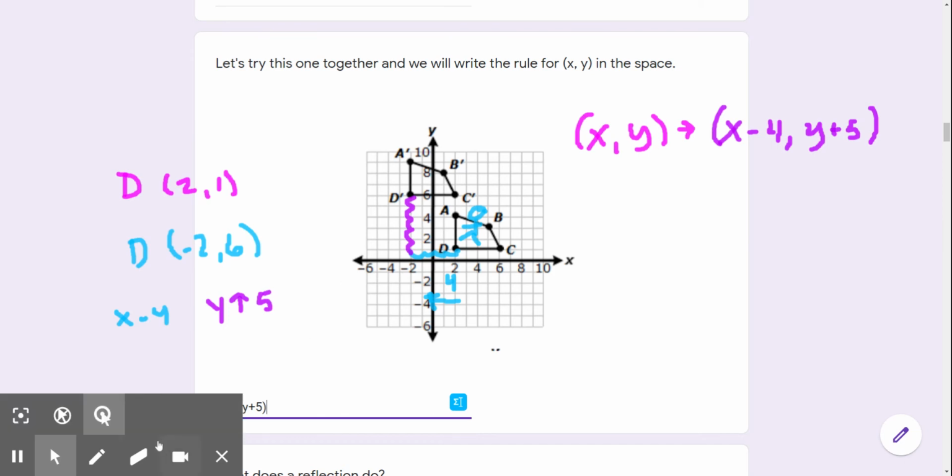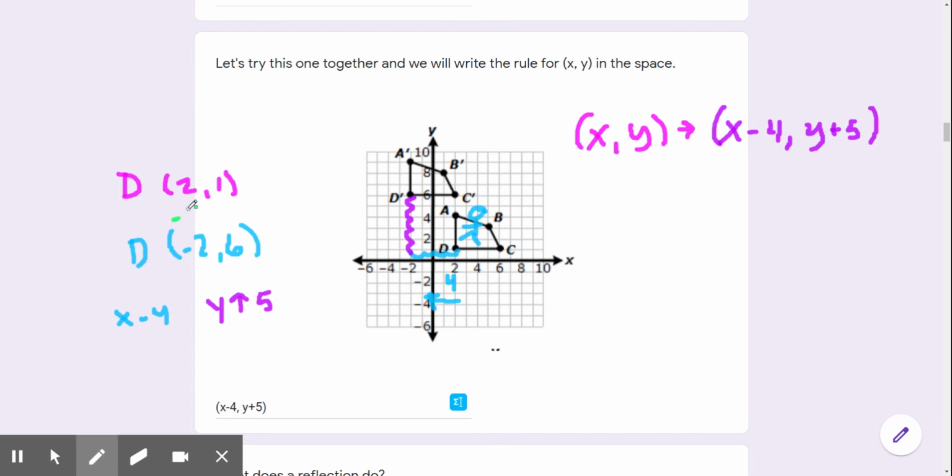Let's just check it. My X, I'm saying it's supposed to subtract 4. So if I type in 2 minus 4, I should get -2. Check. And Y plus 5. 1 plus 5 is 6. Check. That worked. All right.